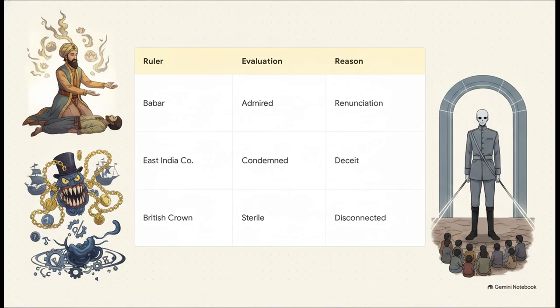He basically evaluated 3 different eras of rule strictly by how they connected with the Indian spirit. First up is Babar, the founder of the Mughal dynasty. Forster actually admired him, not for his conquests, but because he connected with the core Indian value of renunciation, specifically the time Babar ceremonially sacrificed his own life so his 6th son might live.